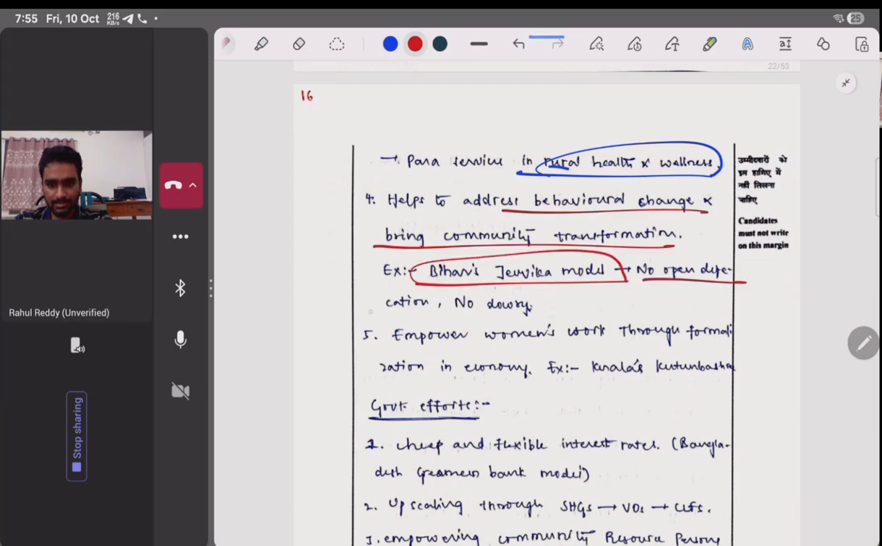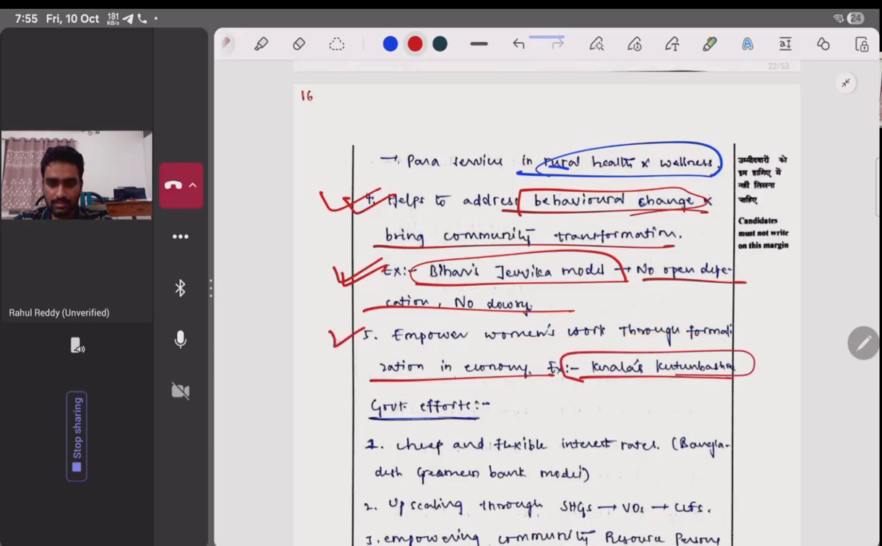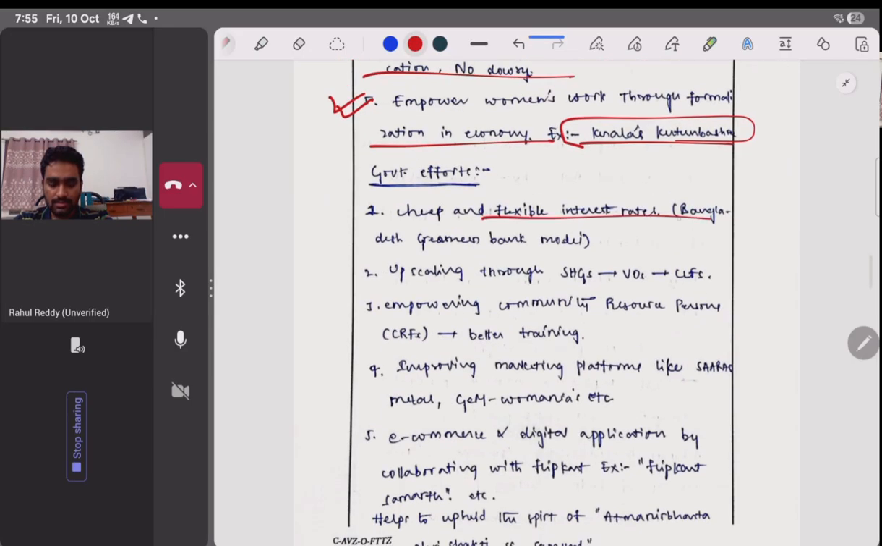बिहार जीविका मॉडल, ऑफ कोर्स नो डाउरी. कितना अच्छा ये पॉइंट आ गया, राइट. बिहेवियरल चेंज की बात आ गई. एम्पावरमेंट वुमेन वर्क थ्रू फॉर्मलाइजेशन ऑफ इकोनॉमी. केरला कुदुमश्री, ऑफ कोर्स गुड. गवर्नमेंट एफर्ट्स, cheap and flexible interest rate. Cheap is something, ओके, word is not correct, है ना.